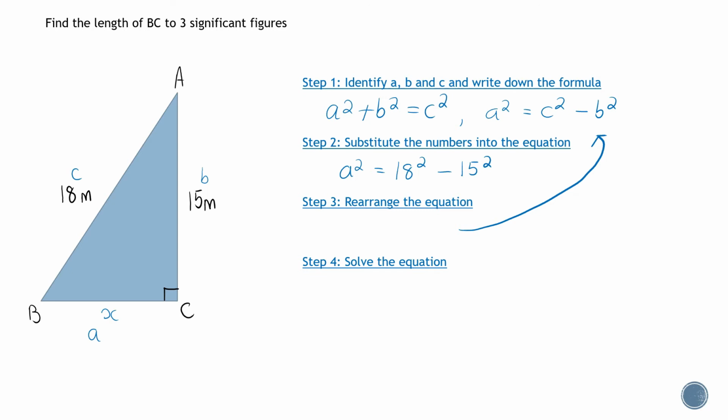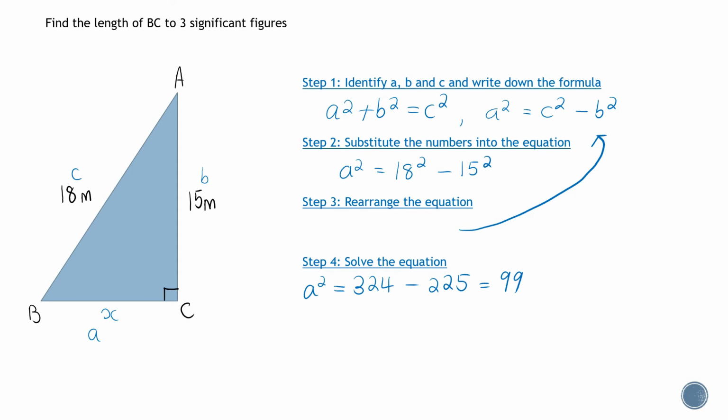So we need to solve the equation. So A squared equals 18 squared minus 15 squared, which is, just using my calculator, 324 minus 225, which equals 99.